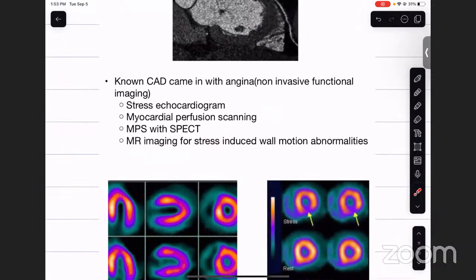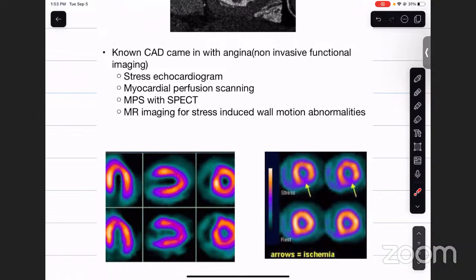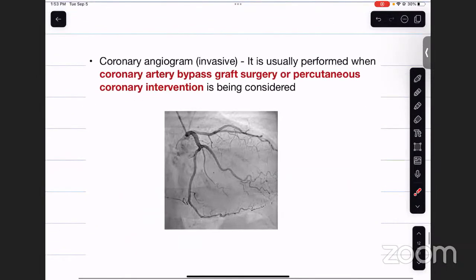And also there are some investigations like non-invasive functional imaging: stress echo by means of dobutamine or adenosine to look at the coronary vessels during cardiac muscle contractions, myocardial perfusion scanning, SPECT scanning, and MR imaging for stress-induced wall motion abnormality. These are the investigations for coronary artery disease like stable angina. This is the invasive one: coronary angiogram, but it's usually performed when coronary artery bypass graft surgery or PCI is being considered.